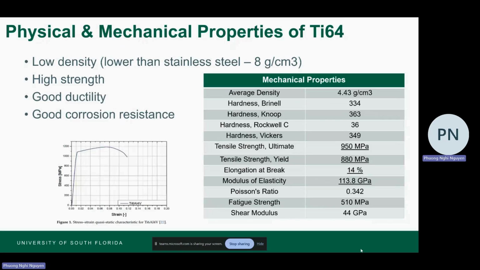Regarding the physical properties, this material has a low density of 4.43 grams per cubic centimeter. This density is about half that of standard steel, which is 8 grams per cubic centimeter. This material has a high strength with a yield strength of 880 megapascal, and the ultimate tensile strength is about 950 megapascal. This material is also known for good ductility and good corrosion resistance.